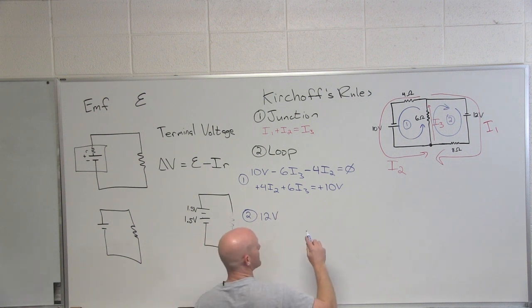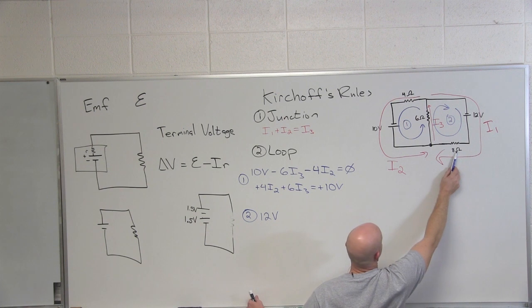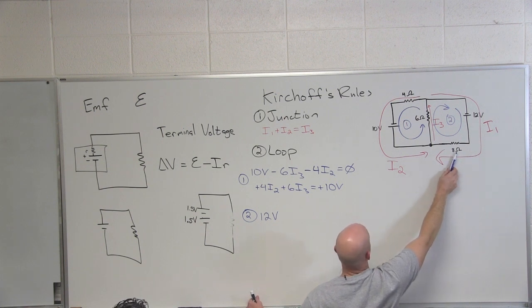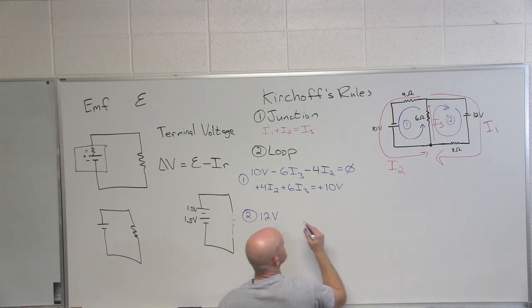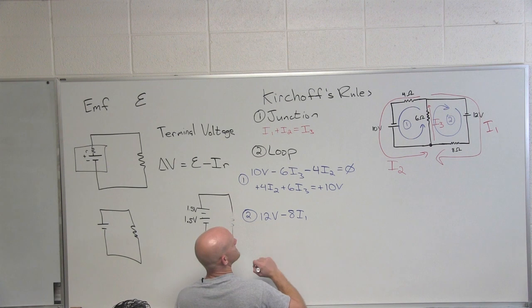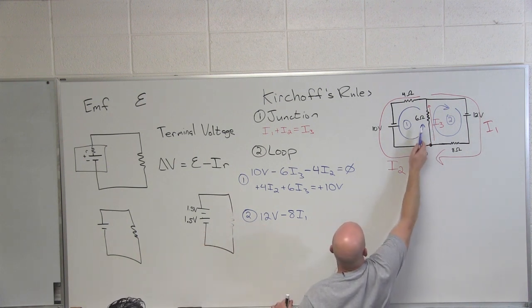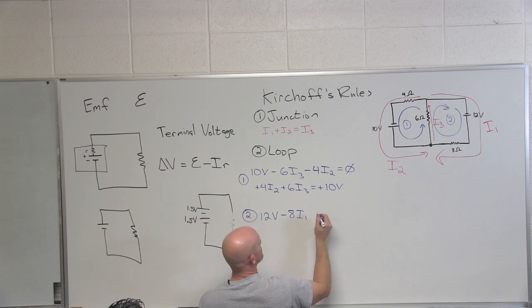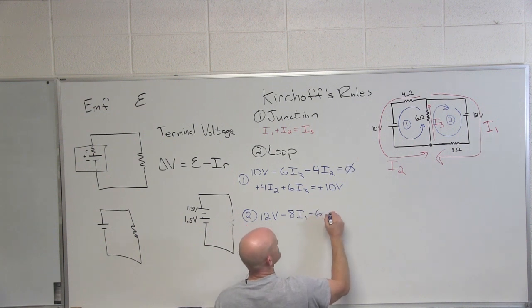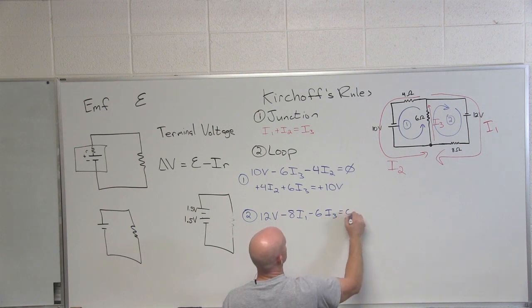What's the next element we come across? 8 ohm resistor. What current flows through it? I1. Is it flowing in the direction that we're going in the loop? Yes, that's fine. So we're going to have a voltage drop of minus 8 I1. Good, what's the next element we hit? I3 flowing through the 6 ohm resistor in the way that it's defined. So again, it's another voltage drop, so minus 6 I3. Anything else? No, that's the whole loop, 0.